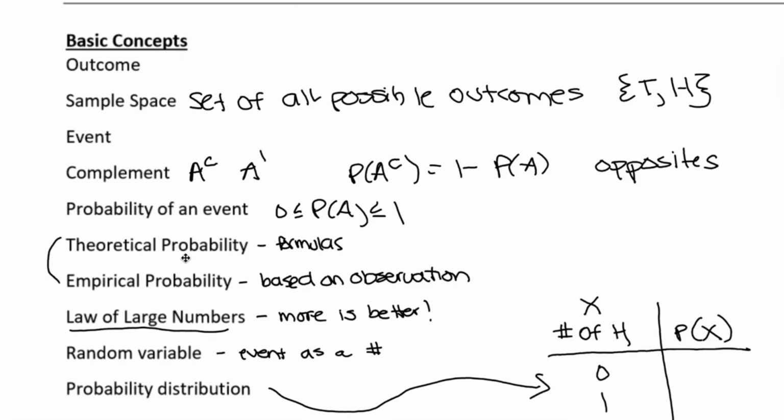There are theoretical and empirical probabilities. For theoretical probabilities, we use a formula to help find them. Empirical probability is based on observation. The law of large numbers says more is better. Just think about it: the more you flip a coin, the more the percentage of getting tails and heads will become 50%, right? Because that's going to be closer to the true probability. So more is better. A random variable just means the event as a number.